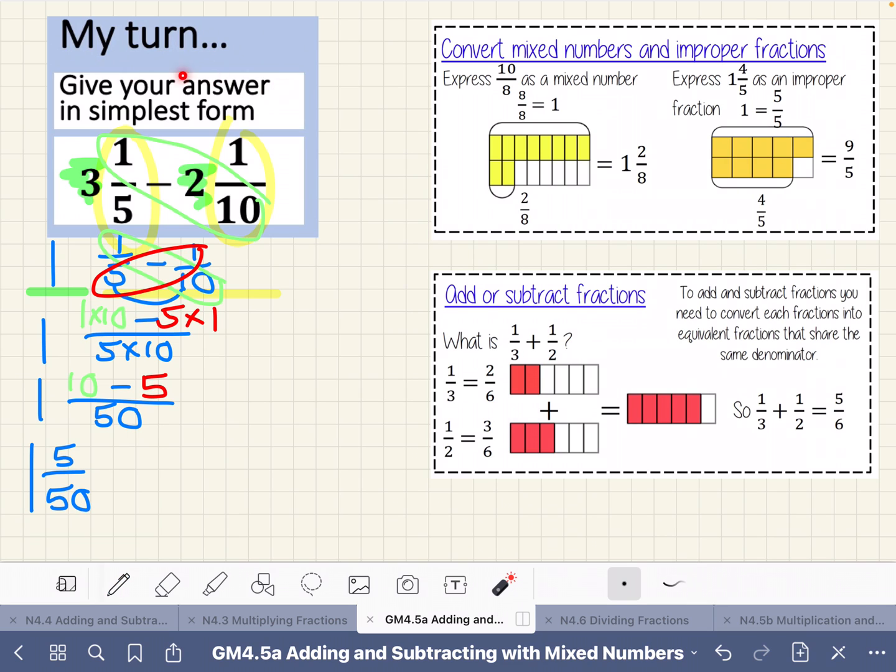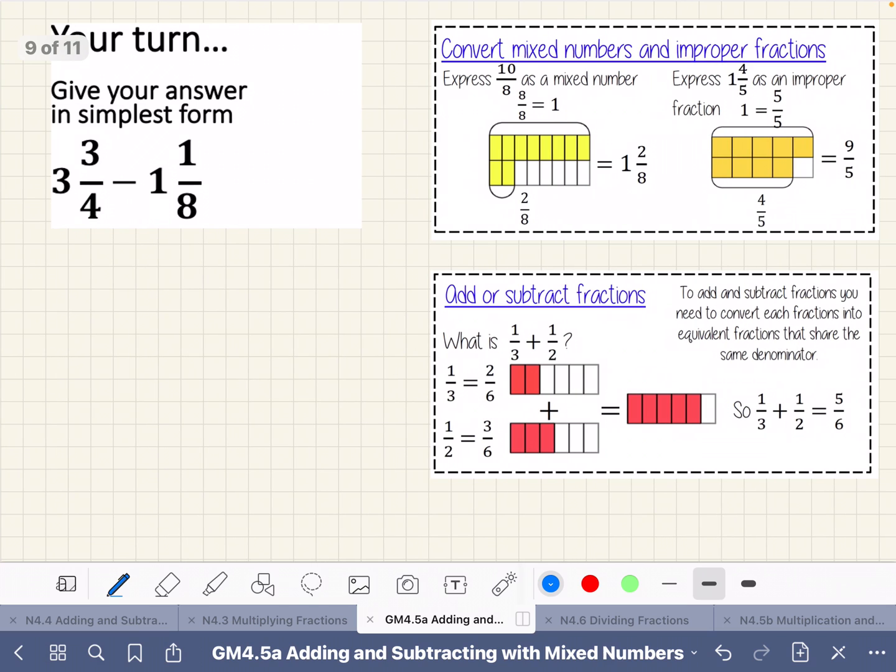We can see here we're looking for simplest form, and we have a common factor of 5 and 50 as 5. So that means we are keeping the 1 but dividing the numerator by 5 and the denominator by 5 to give us a simplified answer of 5 divided by 5 is 1 over 50 divided by 5, which is 10.